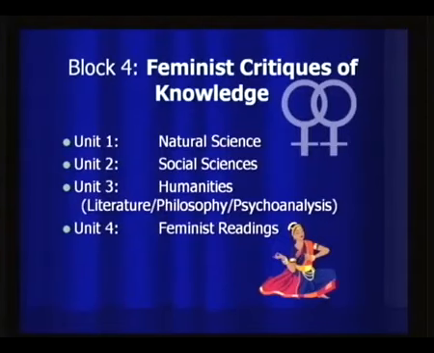In block 4, we move to the block called Feminist Critiques of Knowledge, and this block has 4 units. Unit 1, Natural Science, Unit 2, Social Sciences, Unit 3, Humanities, which includes literature, philosophy and psychoanalysis, and Unit 4, Feminist Readings. So these are pretty self-explanatory. You will be looking at feminist critiques of knowledge in all of these areas, that is in the natural sciences, in the social sciences, in the humanities, and then comparing the readings across these disciplines.